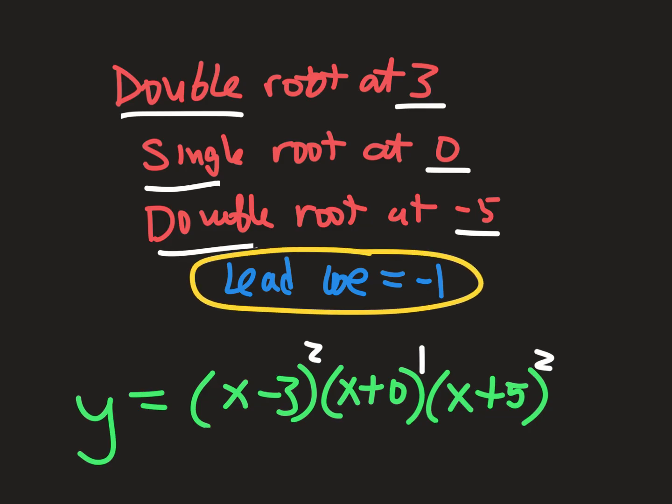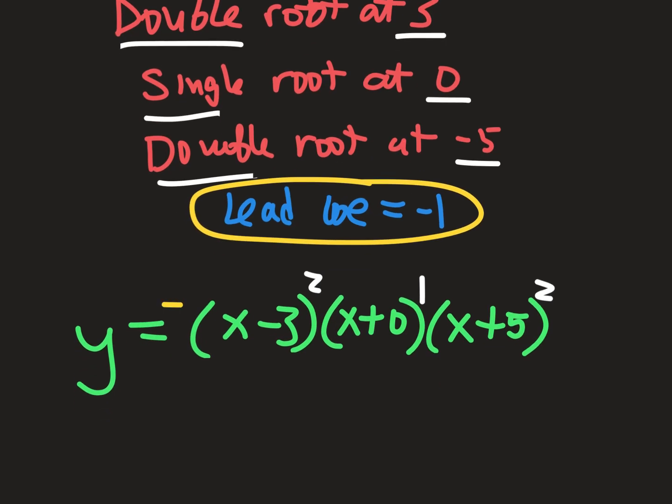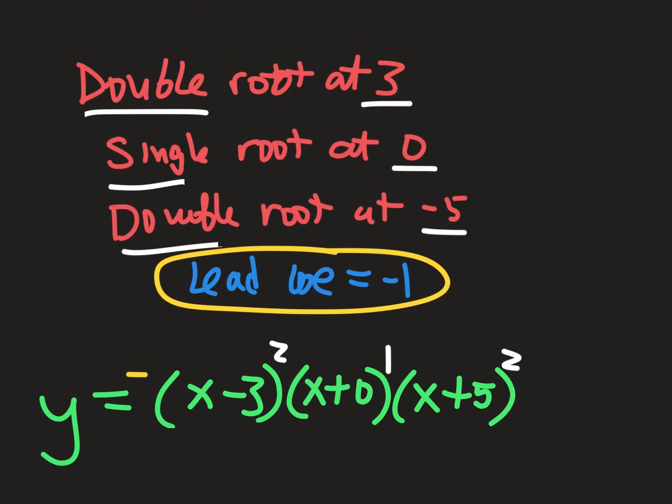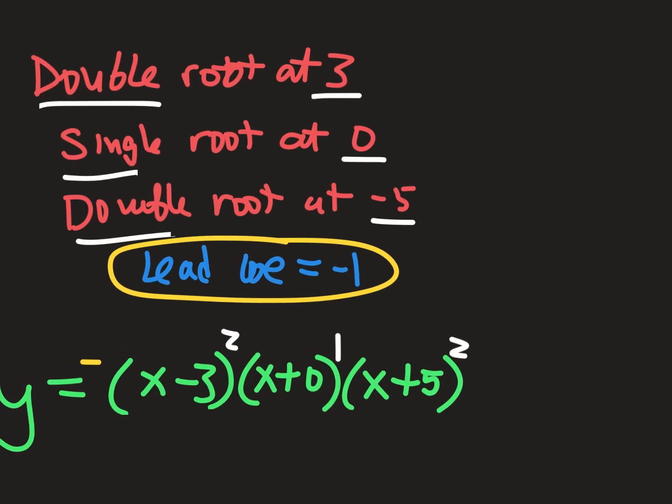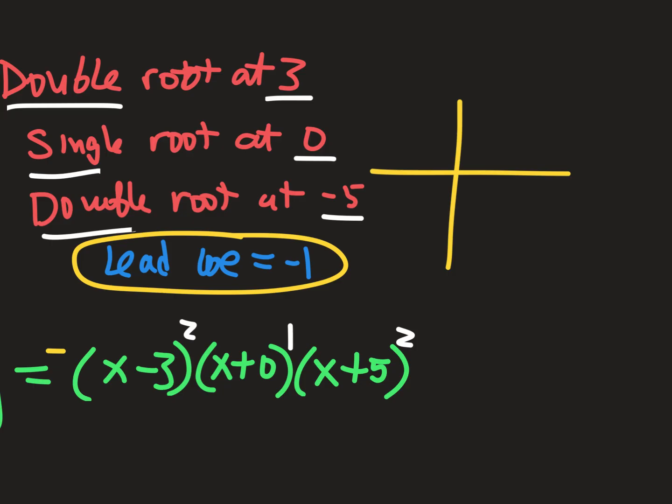And the lead coefficient being -1, I hope you wrote a negative in front, and there is your equation for it. And now can you sketch the graph of what that would have looked like? Hint, there's a negative in front. That's where I would start. Okay, and then I know, since it's negative in front, it must be going down on the right. And I know my zeros are at 3 and 0 and -5.